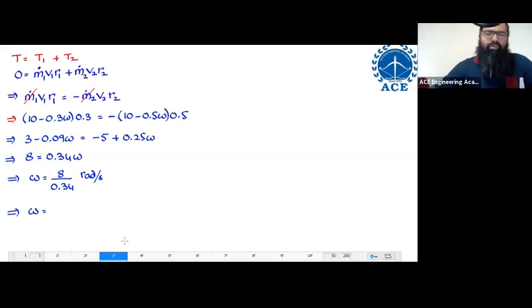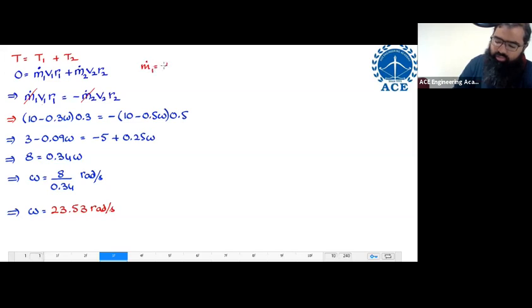0.34 is as good as almost 0.3333. That is as good as multiplying by 3. Nearly 24 you should get as the answer. 23.53 is the answer. So the value over here is 23.53 radian per second. M dot got cancelled because m dot over here is equal to rho into Q1.